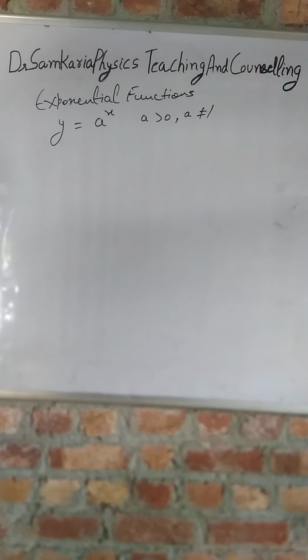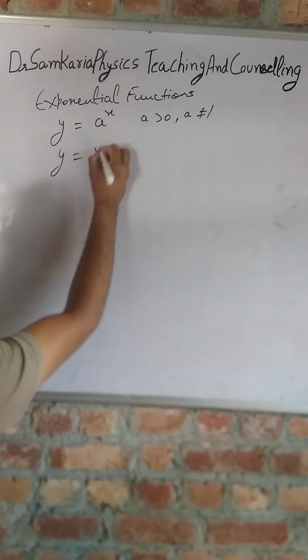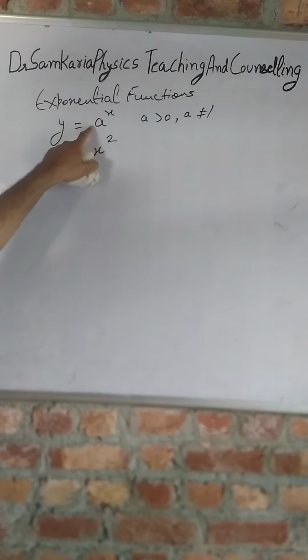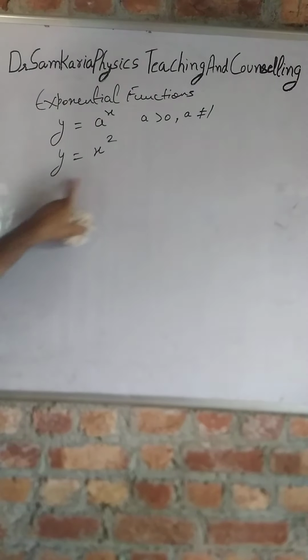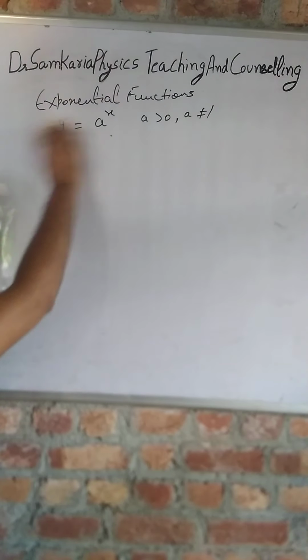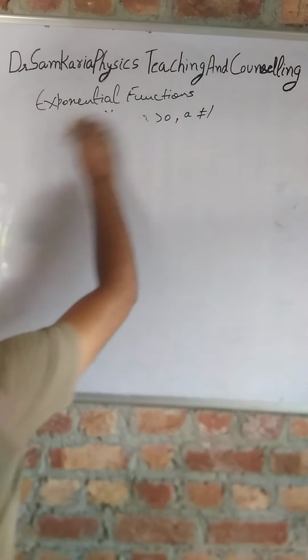Now, these exponential functions are different from polynomial functions, because in a polynomial function you have y = x^2. Here you have variable raised to power some constant. Here you have constant raised to power variable. So functions of this type are not exponential functions. These are exponential functions.